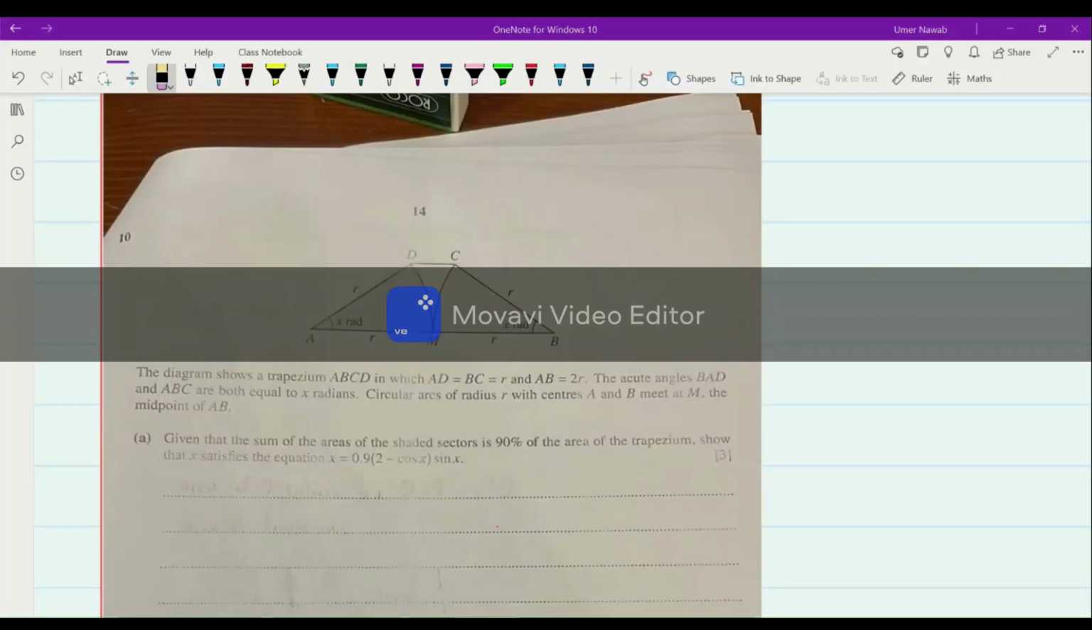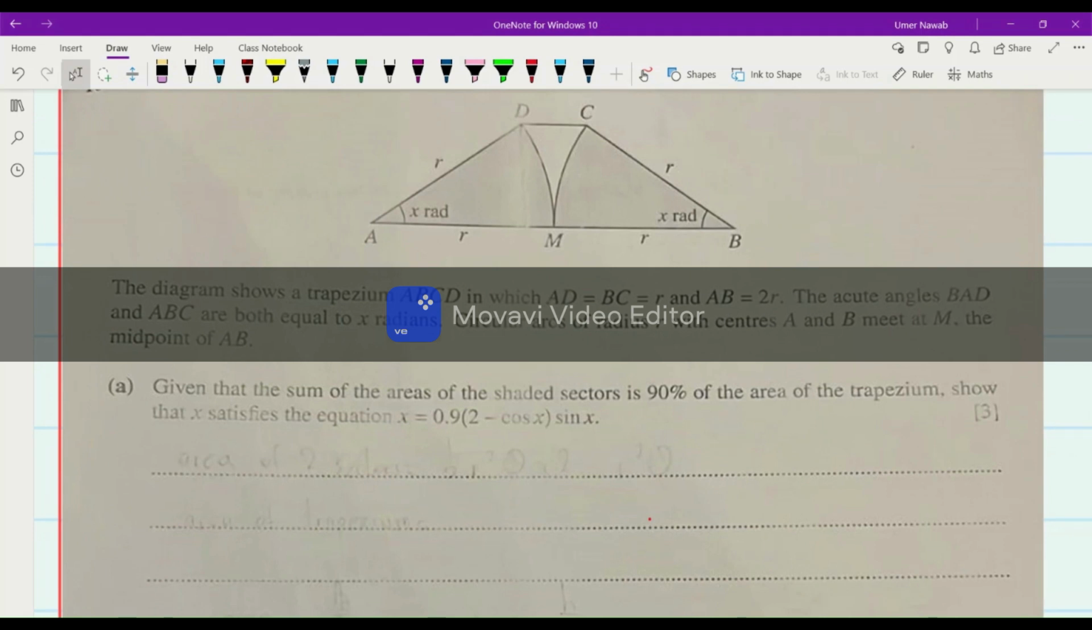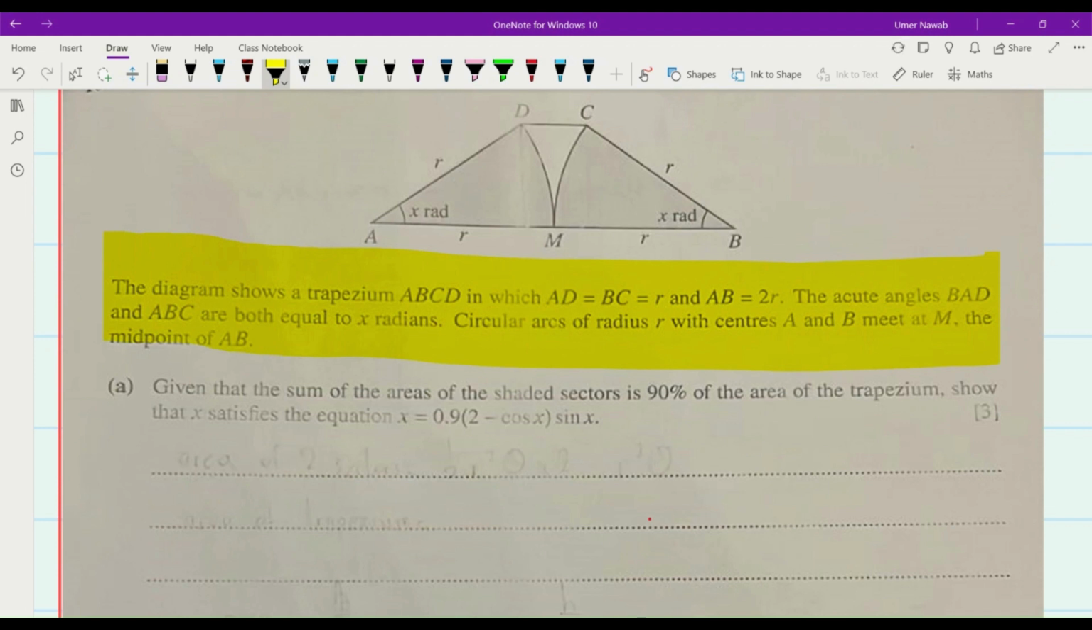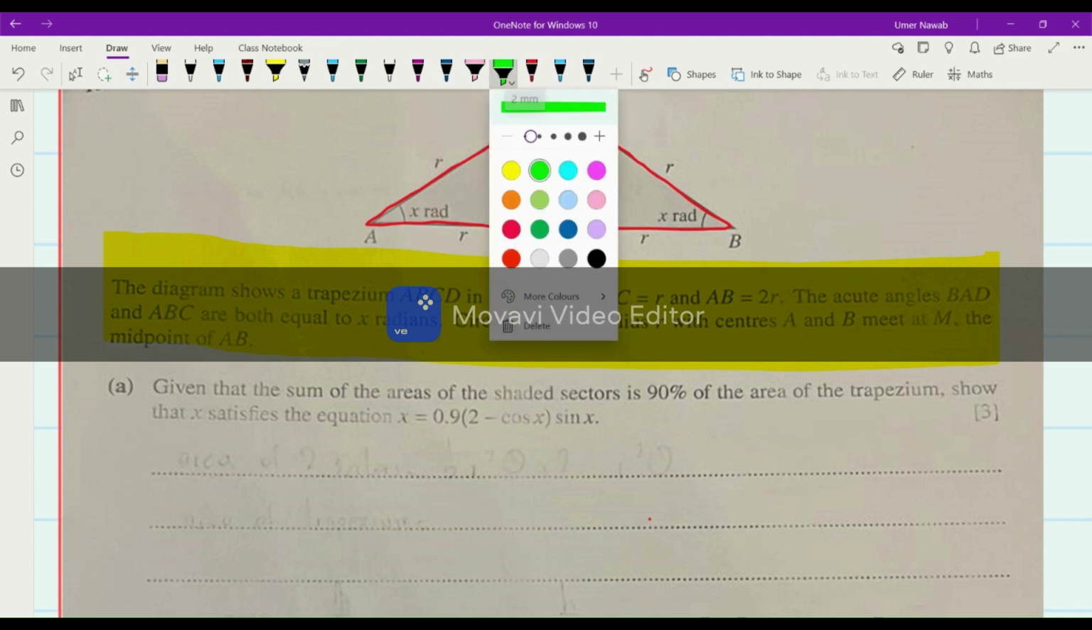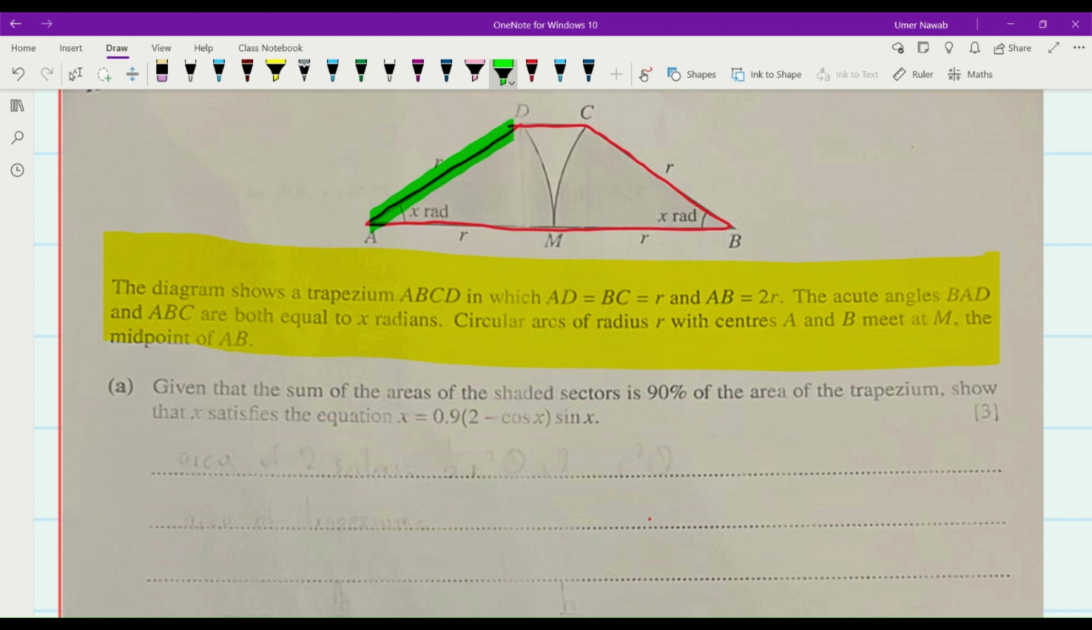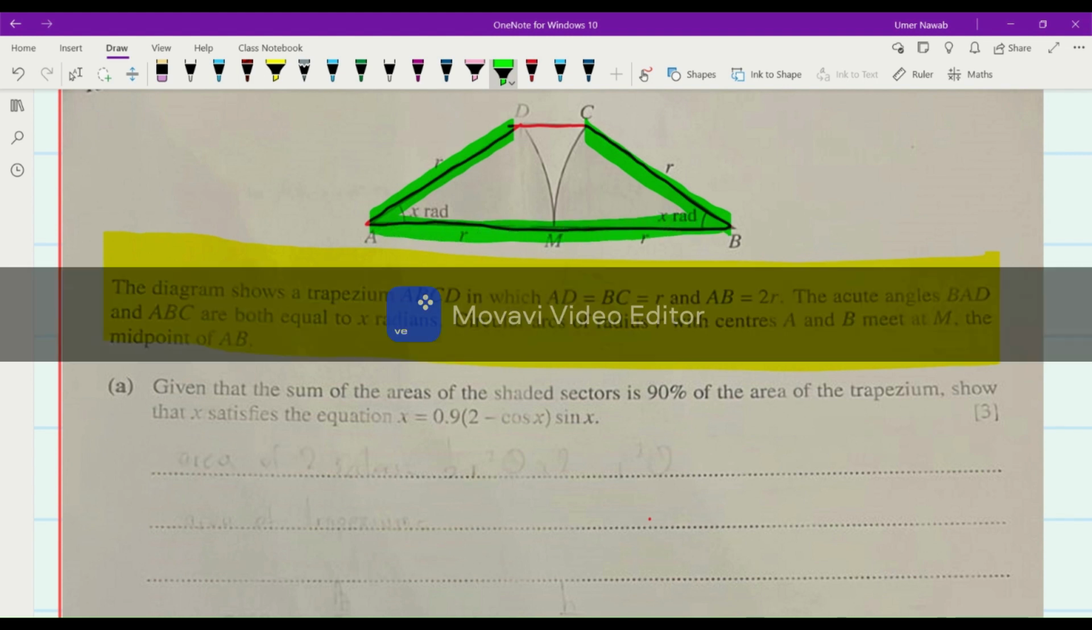This is the question which Taha was asking me. Let me read it. The diagram shows a trapezium ABCD. It's a trapezium. This is a trapezium ABCD in which AD and BC are equal. This is AD and this is BC. It is given to us equals to R, and AB is 2R, right?